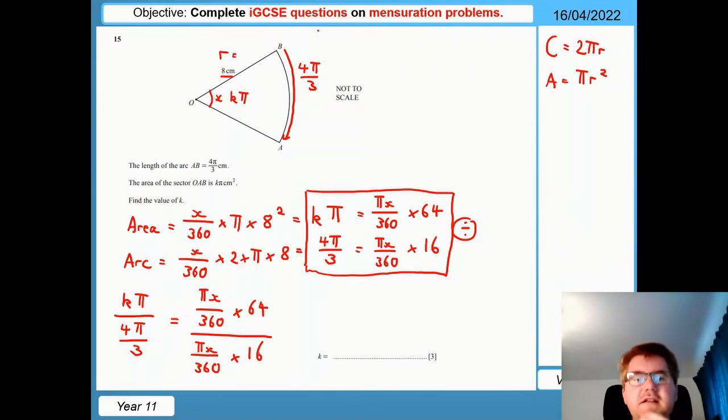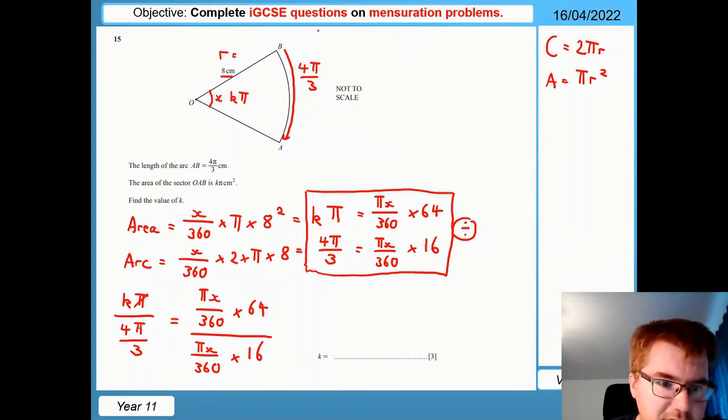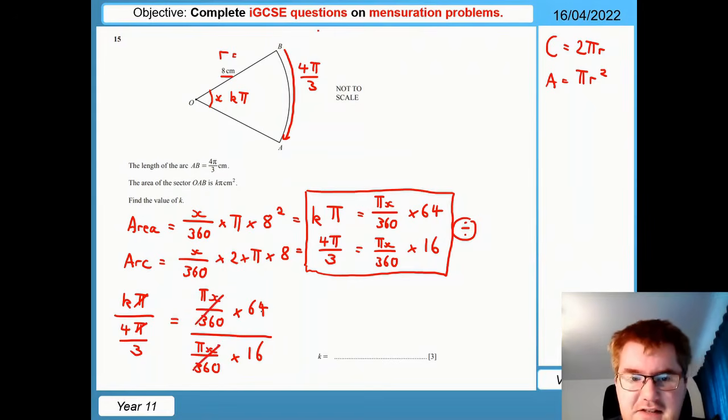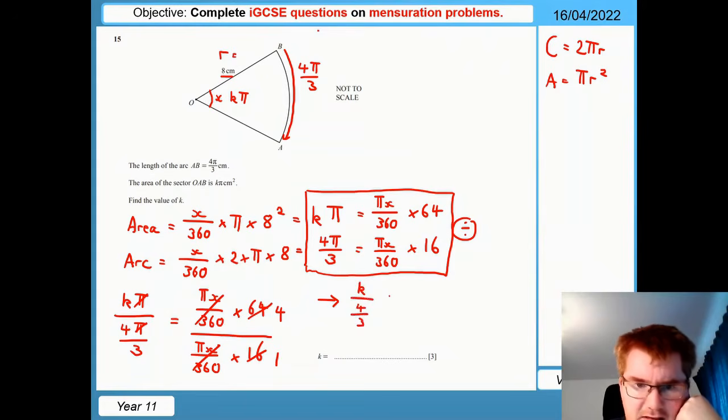Now this looks kind of horrendous at this point. It's like you haven't made this actually any easier. But actually we have. First of all, pi's top and bottom cancel. So that's helpful. First of all, this entire expression here cancels. So we have it top and bottom, so that cancels. And then we've just got 64 divided by 16. So how many 16s go into 64? Well, that's 4. How many 16s go into 16? That's equal to 1. And from this horrible equation, we actually get something very nice. So we get k over 4/3 is equal to 4.